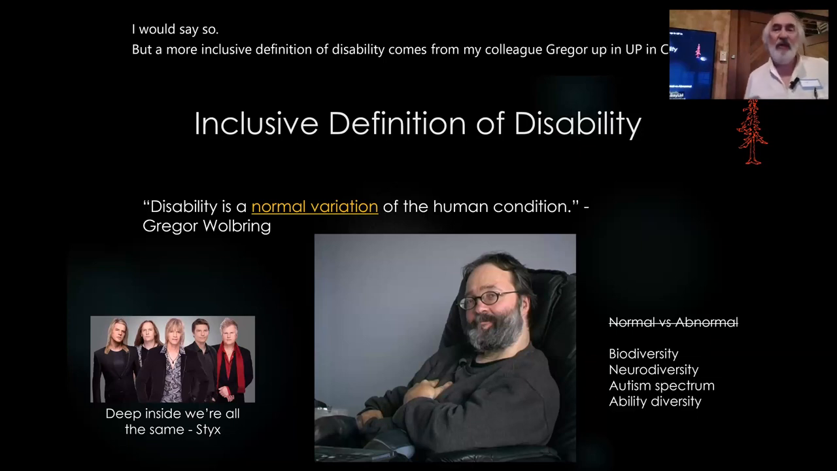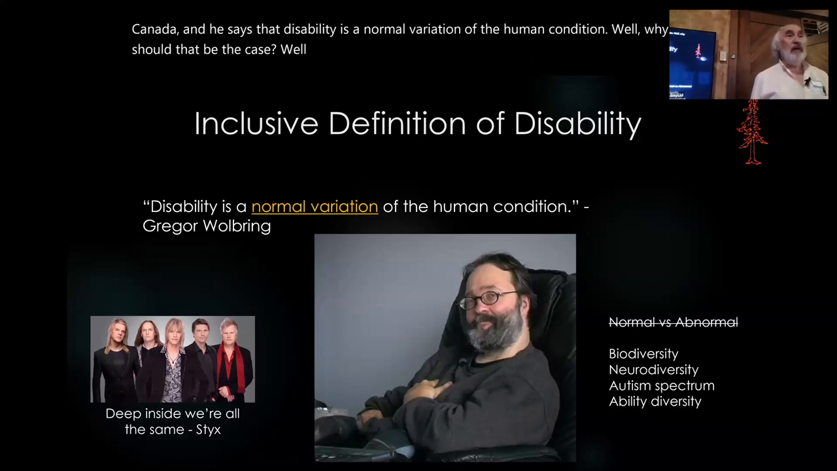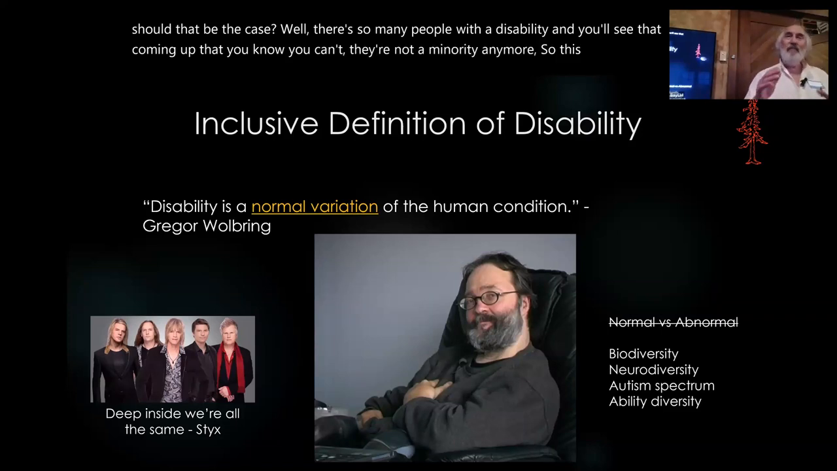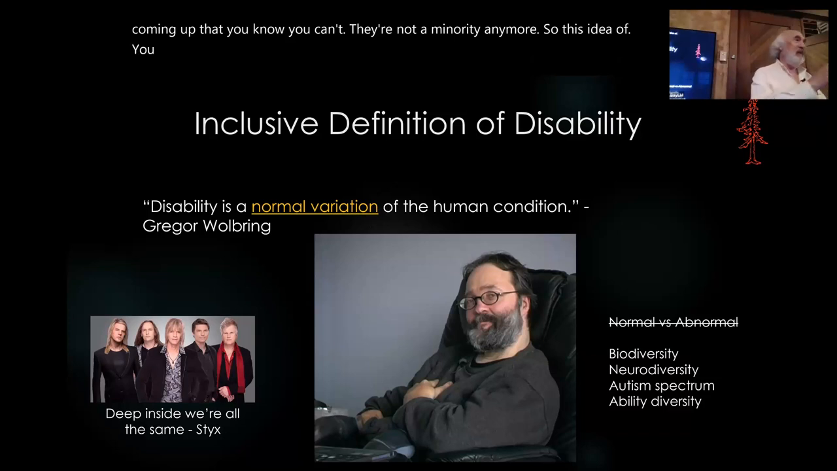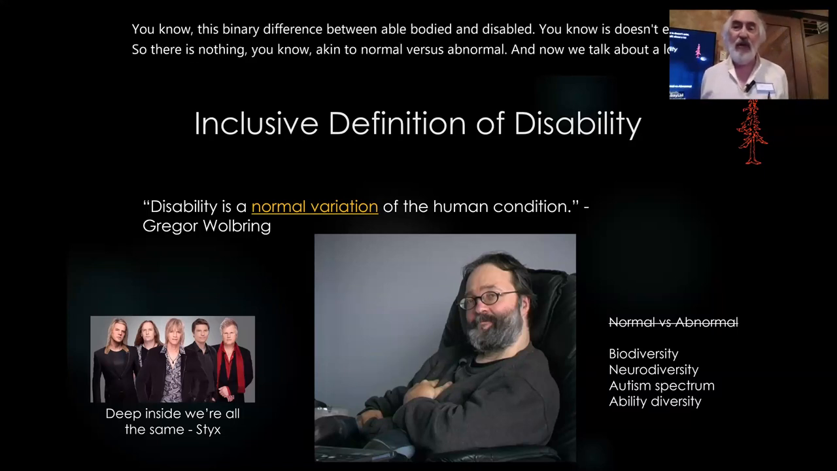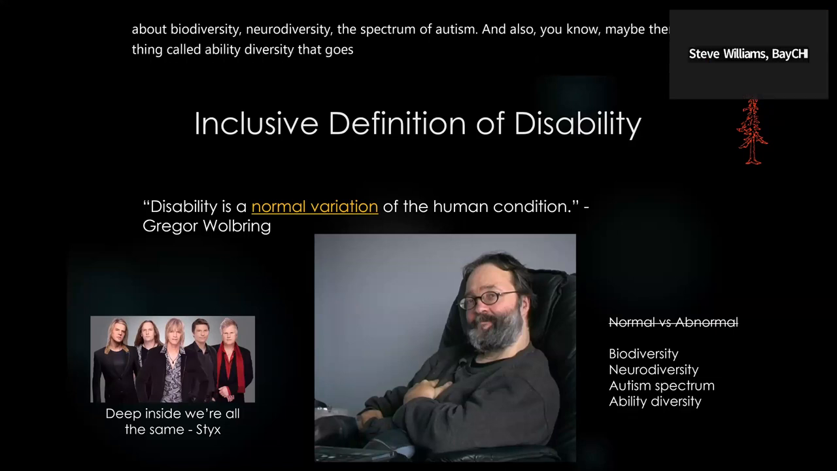But a more inclusive definition of disability comes from my colleague, Gregor, up in Canada. And he says that disability is a normal variation of the human condition. Well, why should that be the case? Well, there's so many people with a disability, and you'll see that coming up, that they're not a minority anymore. So this binary difference between able-bodied and disabled doesn't exist. So there is nothing akin to normal versus abnormal. And now we talk a lot about biodiversity, neurodiversity, the spectrum of autism, and also maybe there's a thing called ability diversity that goes along with this as well.